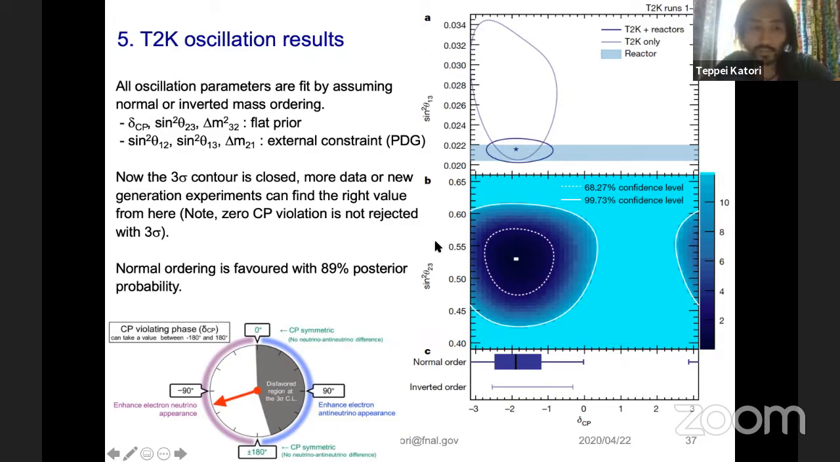So the bottom line of this analysis is, because we used to see three sigma spreading over the whole space, but now the three sigma contour is also closed. Which means if you increase your statistics, you're going to make this contour smaller and smaller, and eventually you're going to find the right values. The one caveat is that the three sigma contour is closed, but this three sigma contour also includes zero. So zero is still one of the options at three sigma. That is also shown on the figure on the left side. So this is our best measurement, and this is the three sigma contour.